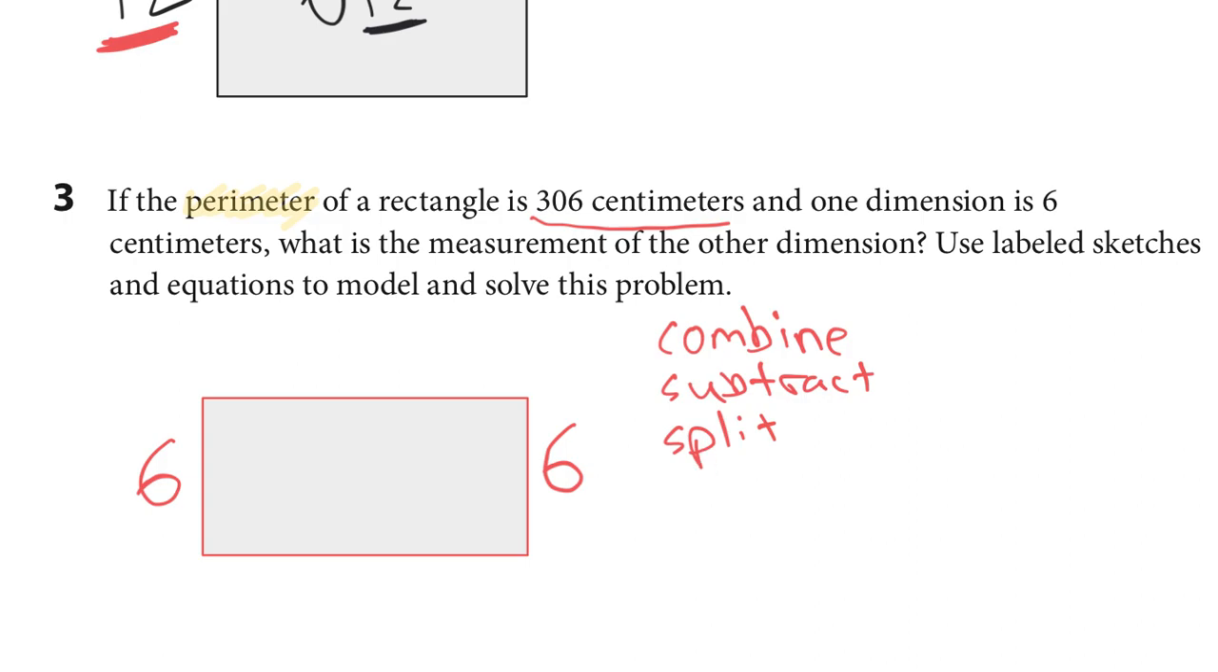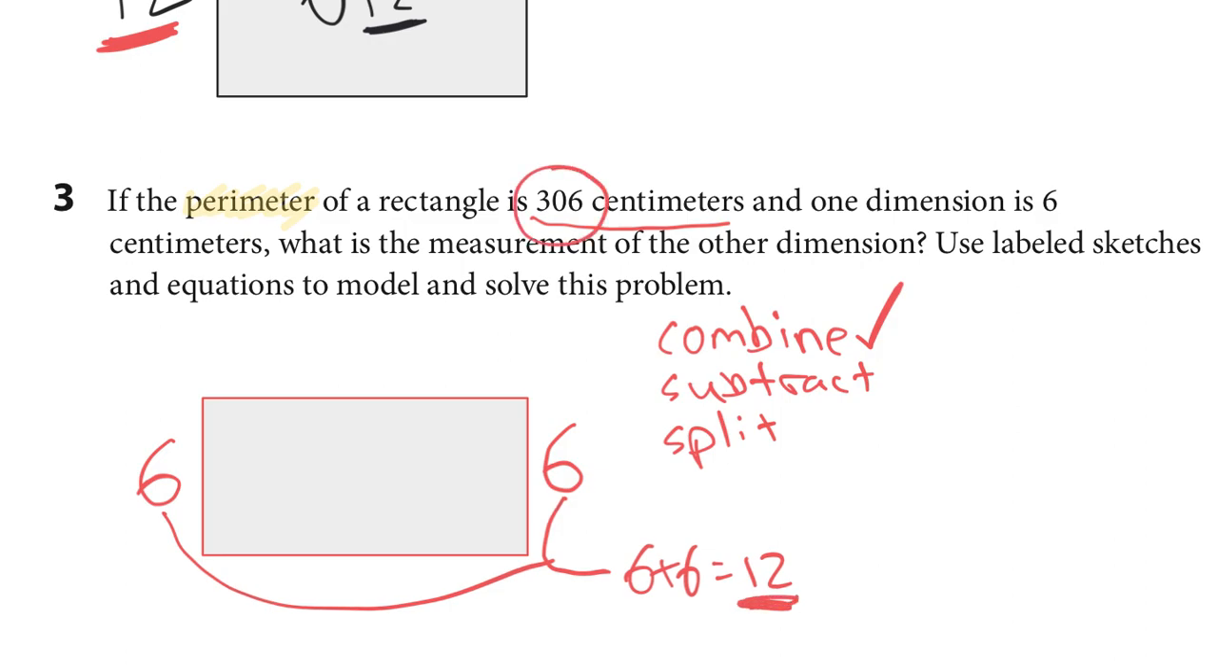And if this is similar to the way your teacher does it, great. Take both of these sides right here. Add them together. 6 plus 6 equals 12. We just combined it. Check, that's done. The next step is to subtract this from the perimeter. So I'm going to take 306 minus what we just combined.